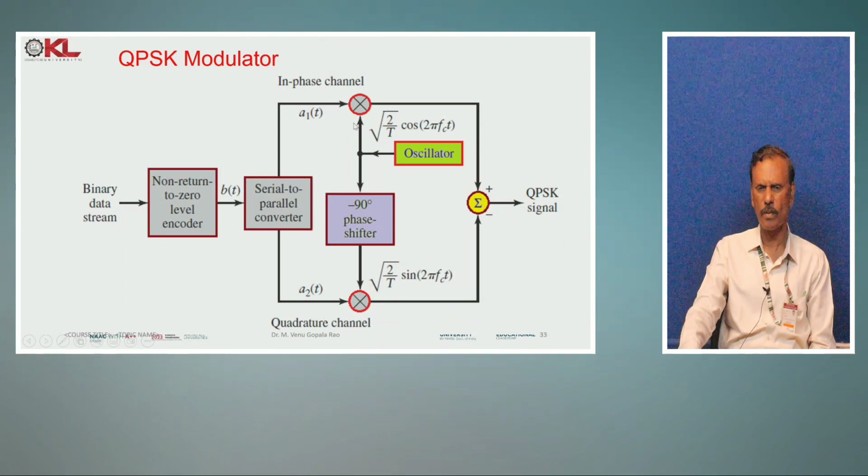So we have an oscillator with an in-phase and a quadrature component here. The serial to parallel conversion gives a1(t), for example, which we multiply with these and then add here. Similarly for the other branch. The in-phase component and the quadrature phase component combined are what we call the QPSK signal.